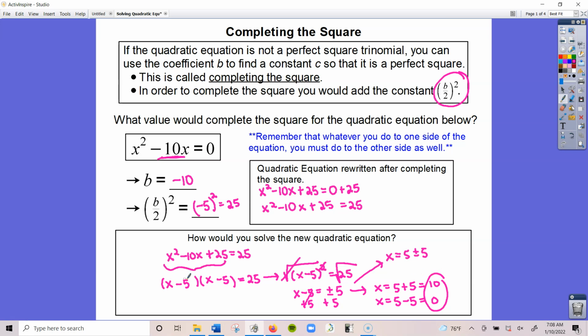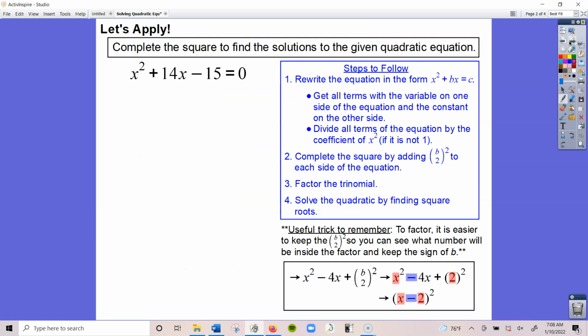Something to notice: when we create our factors here, these numbers, when you're completing the square, are going to end up being identical. And that is what creates a perfect square. X minus 5 squared can be square rooted to give you x minus 5. And this number here is always the same as this number here. So I kind of created a little shortcut for us to be able to do these completing the square problems.